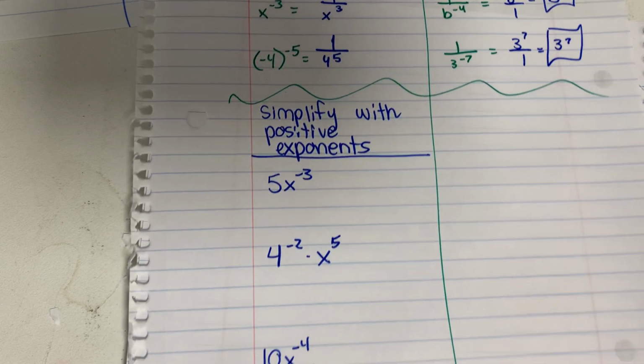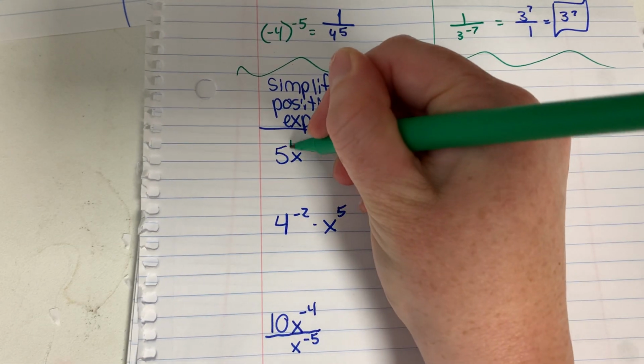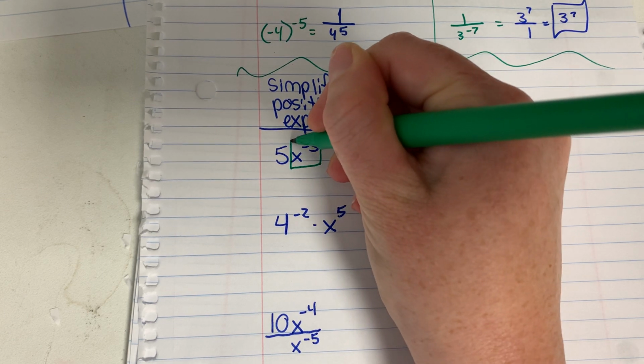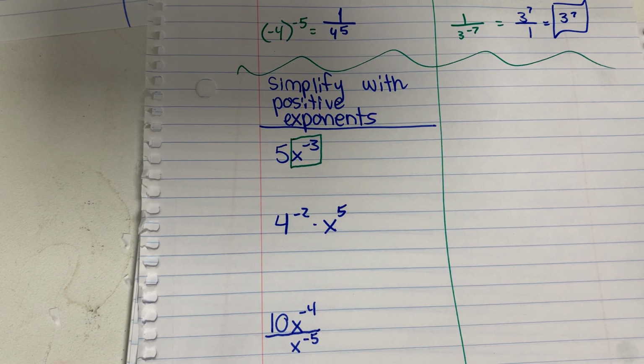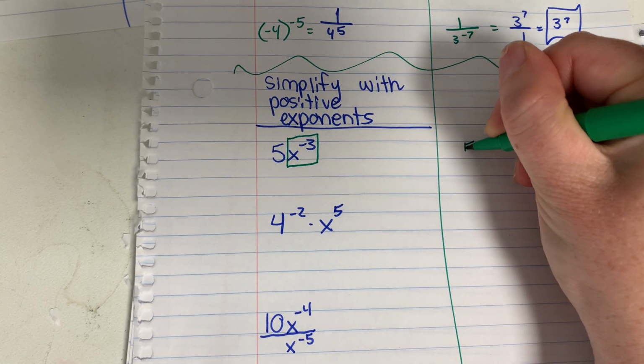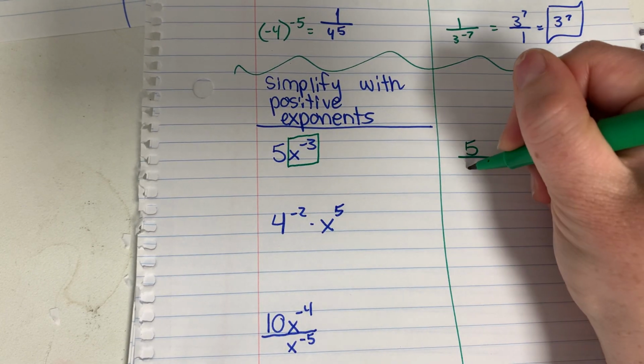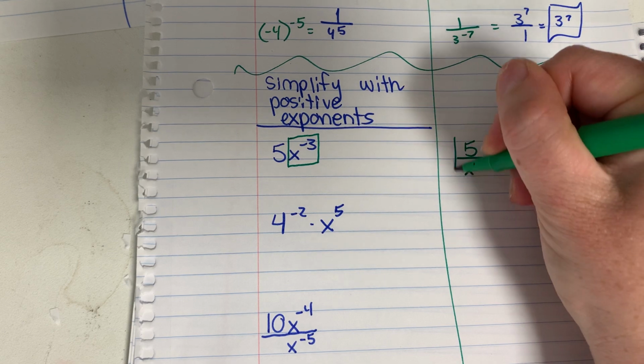Simplifying with positive exponents. So we have a few problems here. 5 times x to the negative 3. I'm going to put a box around things with an exponent because those are the things I'm going to have to change. The 5 is going to stay. So if we're changing the sign, we're going to keep that 5 in place. All of this is going to jump that line and flip that sign.